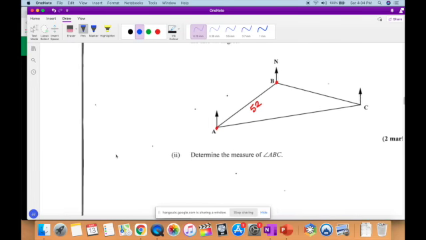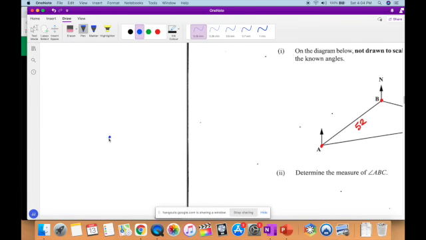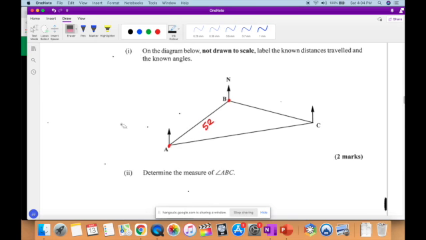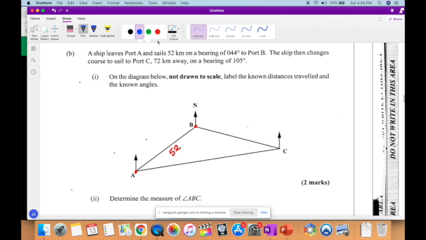Right. In bearings, remember when we're talking about bearings, if you have a certain position here, call it a port or a ship or whatever, we always measure bearings from the north line. Right? So if this is B here, then from port A, you're traveling to port B at a bearing measured from the north line. Right? So this from the north line is the bearing of 044. That's all you really have to remember for bearings, right? So when they say that the ship leaves port A on a bearing of 44 degrees or 044 degrees to port B, that means that this angle here is 44 degrees from the north line, right?